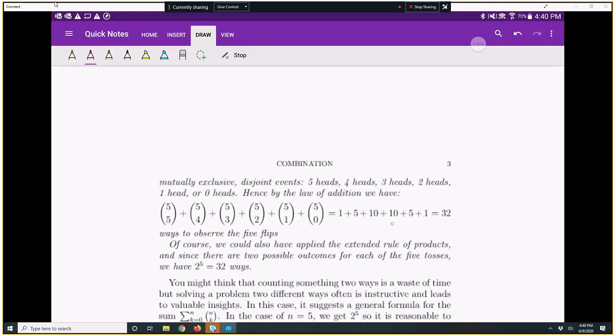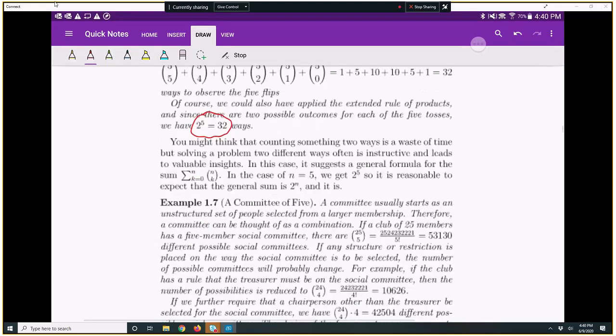5 choose 2 is also 10. 5 choose 1 is also 5. 5 choose 0 is also 1. And when we add these up, we get 32. And of course, we know from our rule of products that because the coin is either heads or tails and we're doing 5 flips, it would be 2 to the 5 equals 32 ways. But this is just one other way of seeing how the rule of products is connected to this idea.